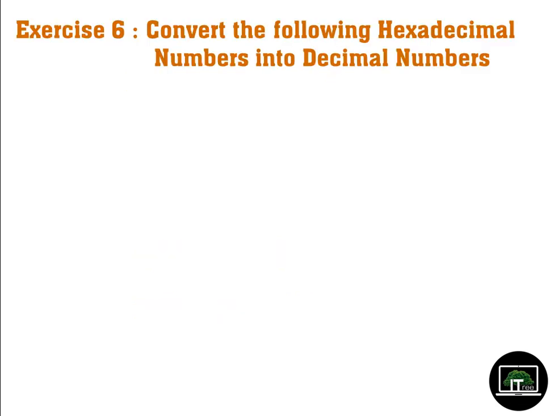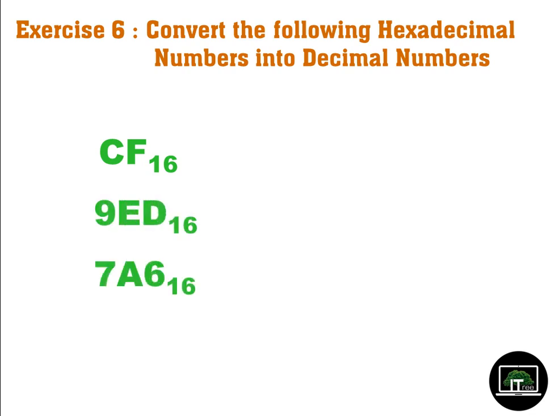Okay, we have seen some examples. Now you try to do some exercises. CF from hexadecimal to decimal. 9ED from hexadecimal to decimal. 7A6 from hexadecimal to decimal.